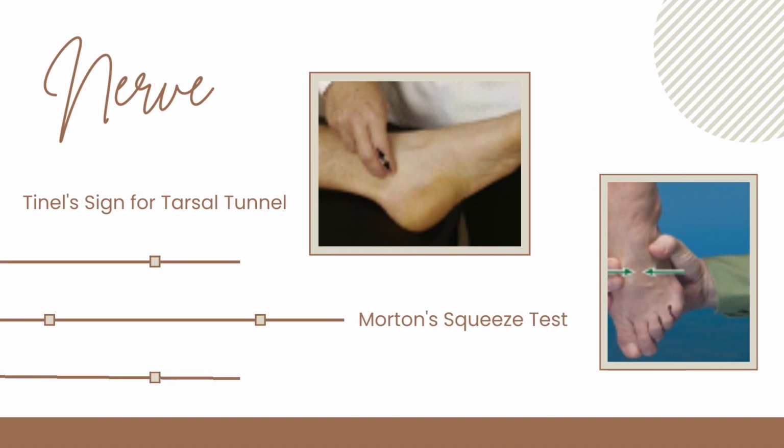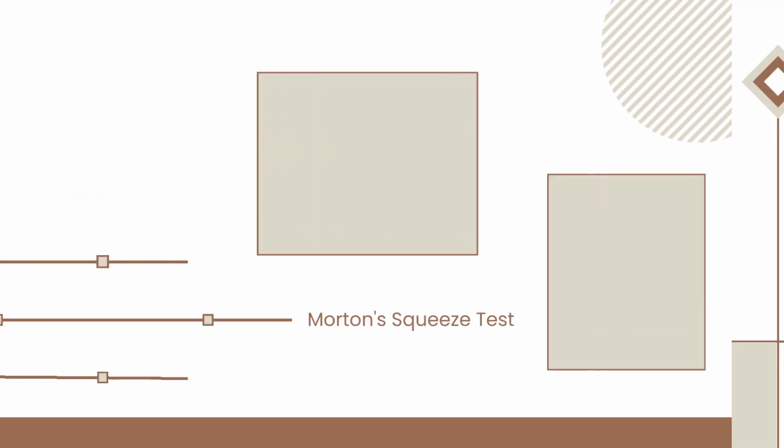So nerve testing, there's two that we're going to look at today. Tinel's sign for tarsal tunnel. You're going to percuss on the tarsal tunnel, which is posterior to the medial malleolus. The other test is the Morton squeeze test, which looks for neuromas. When you squeeze the forefoot, they will have a reproduction of pain or paresthesia into the forefoot, and that would be a positive test.